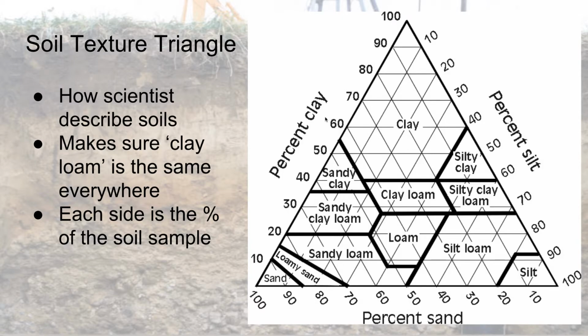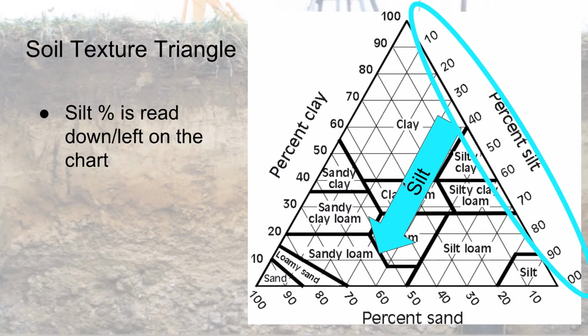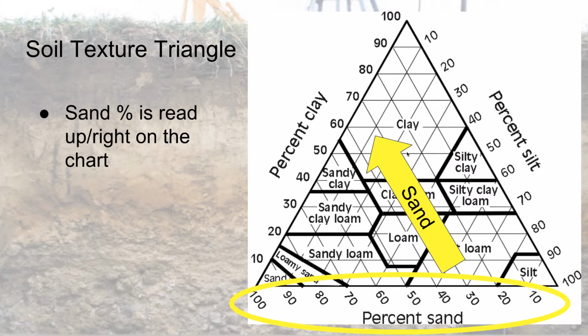So we'll see that each side has a different percent of clay, sand, or silt. Let's learn how to read it. The clay percent is over here on this side, and you read it straight across to the right. So 60% goes straight across this way. 40% goes straight across this way. Silt is over on this side. Silt can be read down. So silt are these down-facing lines. And finally, our sand are the lines that slope up and to the left. Sand is up and to the left.